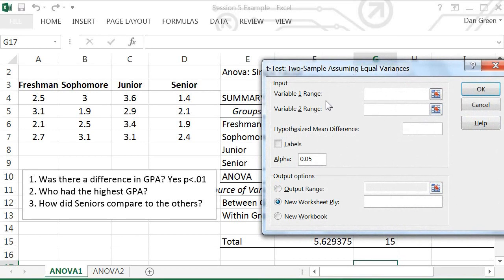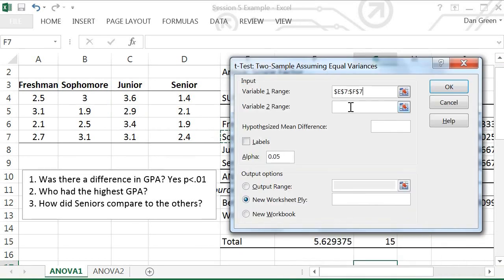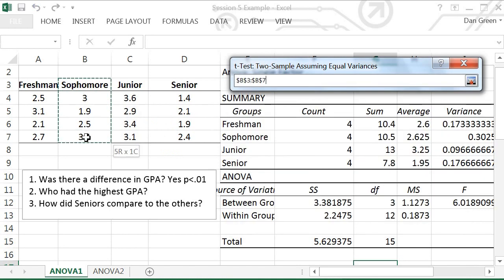First variable range here, we thought that our juniors were the highest, so we're testing juniors against the next highest, which were the sophomores. So let's make sure we've got juniors in here for variable 1. And then the next highest were the sophomores. That's variable 2.